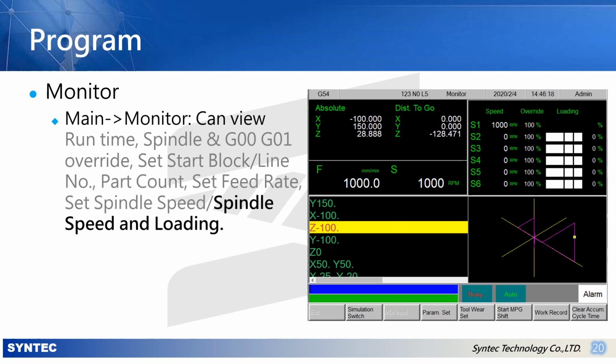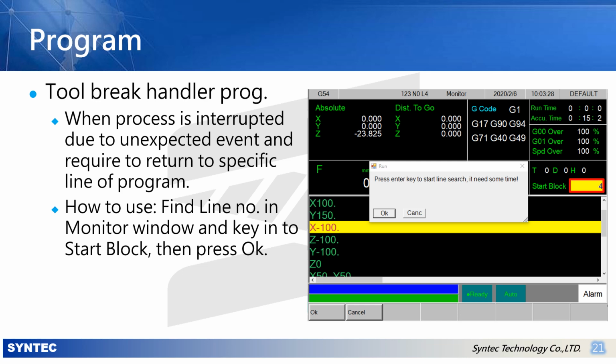When process is interrupted due to unexpected events such as tool break or power failure and requires to return to specific line of program, user needs to use tool break handler program function. To use this function, find line number in monitor window and key into start block, then press enter, and press F1 OK when pop-up window shows. Program will go to the line which user keyed in, then press cycle start to resume from that line.